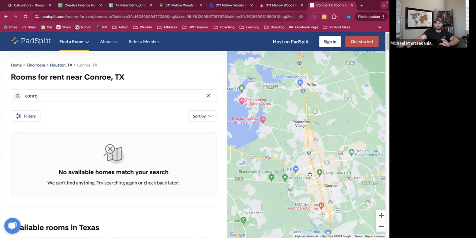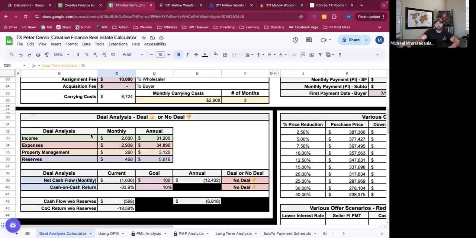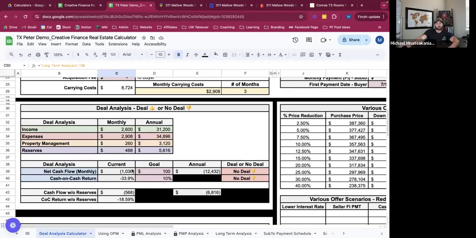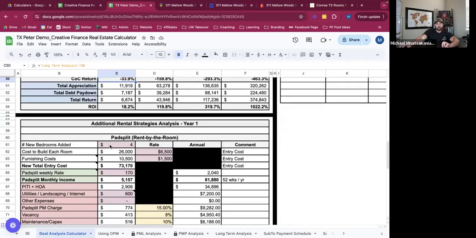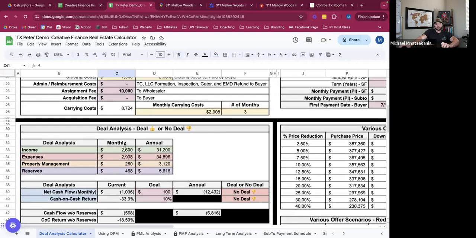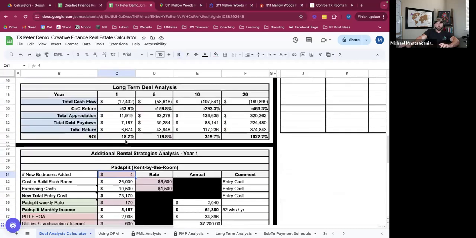But let's just say, for the sake of underwriting it on the calculator, it doesn't work as a long-term rental. Maybe it could work as a pad split. Let's see. So the number of bedrooms you're going to add, this is just an assumption. We saw at least 2 you can add. We can say, let's add those 2.